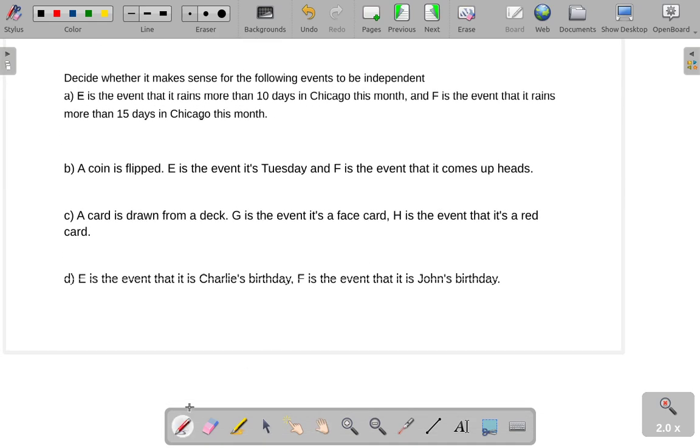All right, let's decide whether it makes sense for the following. These ones we can think through, since we're not given specific numbers. If E is the event that it rains more than 10 days in Chicago this month, and F is the event that it rains more than 15 days in Chicago this month, can these events be independent?